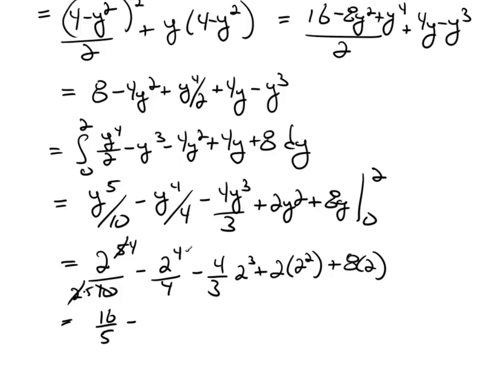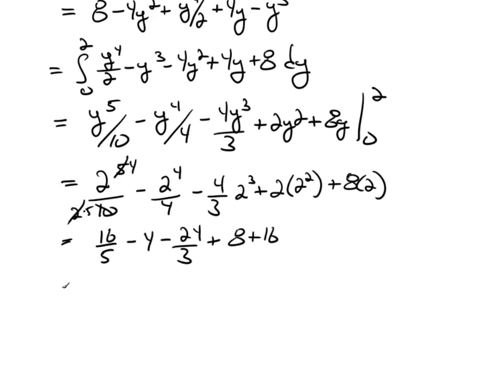2 to the 4th is 16 divided by 4 is 4. 2 cubed is 8, so this is minus 24 over 3. Plus, this is 4 times 2, that's plus 8. And this is going to be plus 16. So let's see, that'll cancel there and give me a positive 4. That gives me a 20. So this is 20 plus 16 over 5 minus 24 over 3.